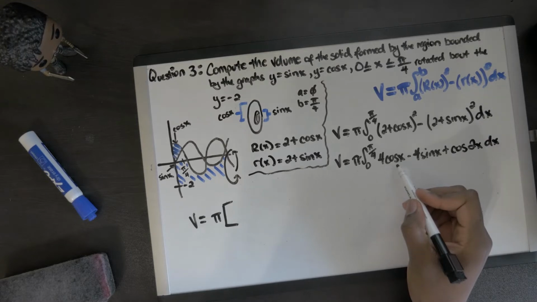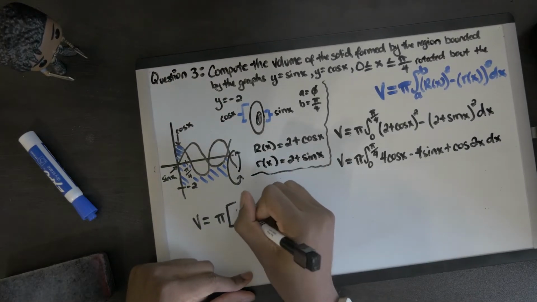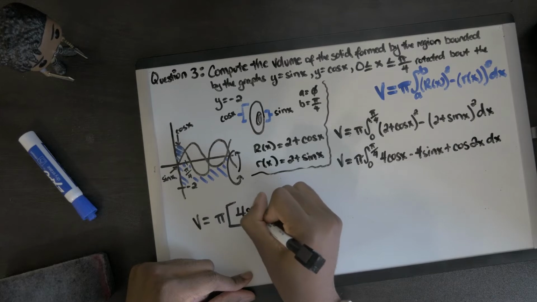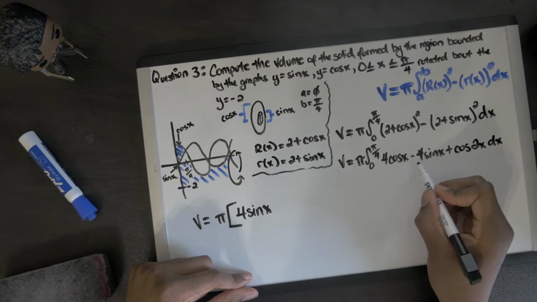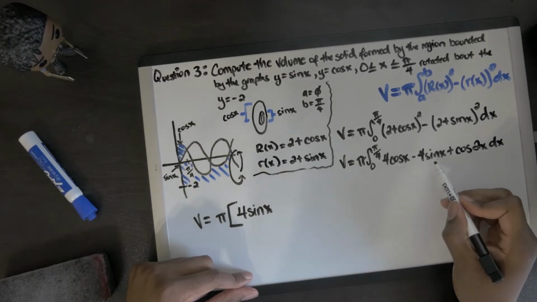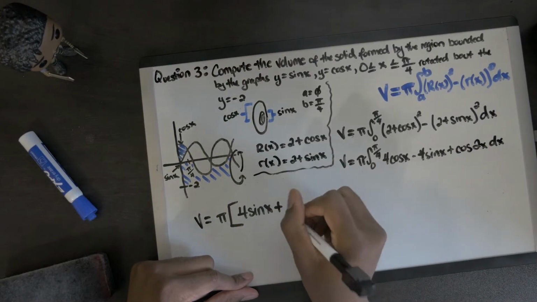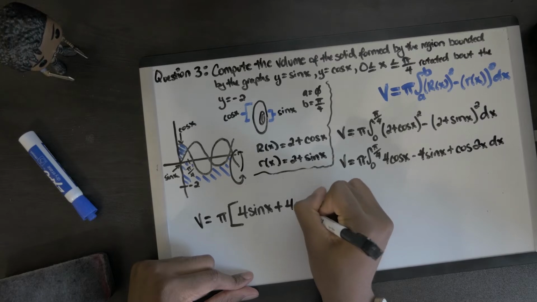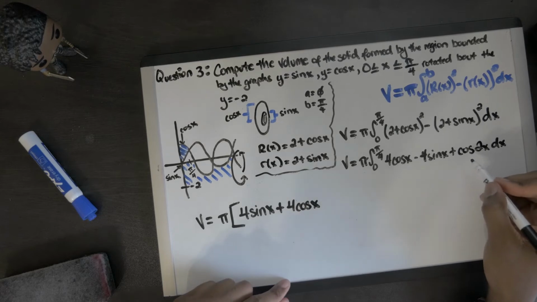So for cosine x, we know the integral of cosine x is actually sine x, exactly. So we're going to plug that in for sine x. Then we're going to look at this one. So what is the integral of minus 4 sine x? Well, we know the integral of minus sine x is actually a positive cosine x. All right. And then we have our final integral of cosine 2x.